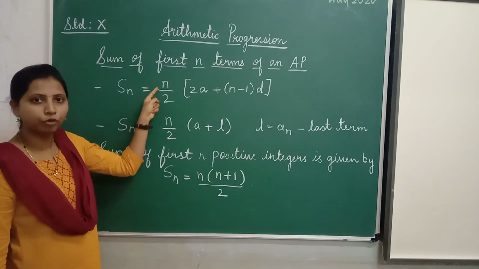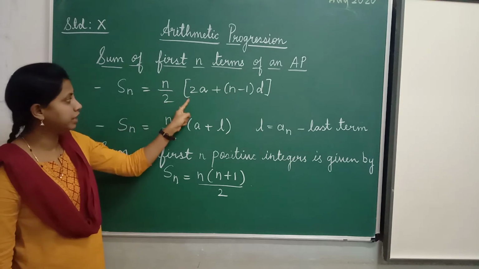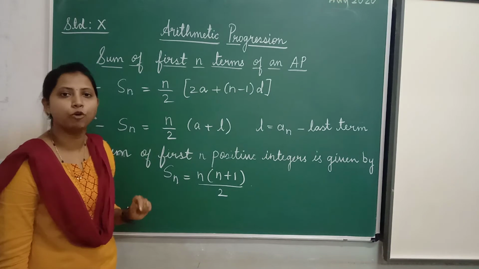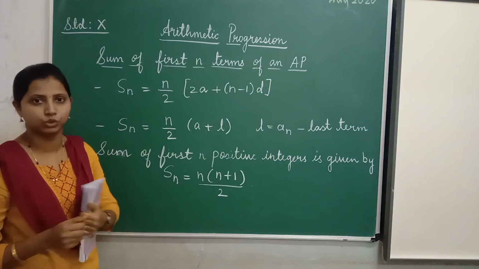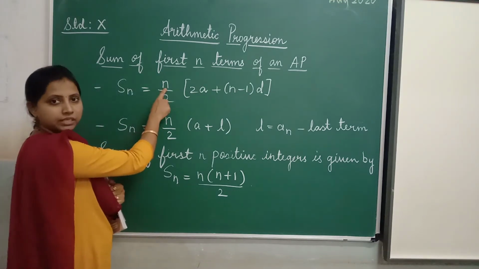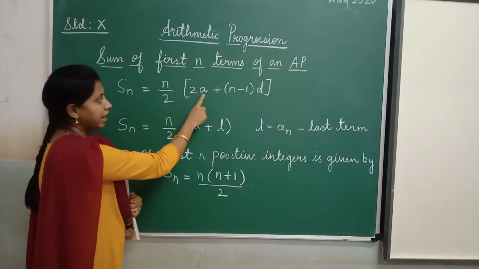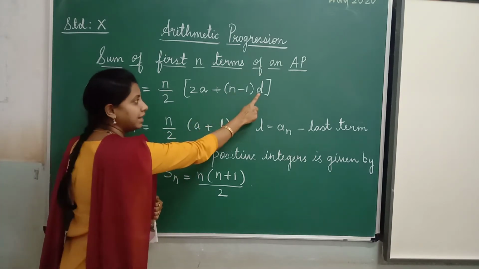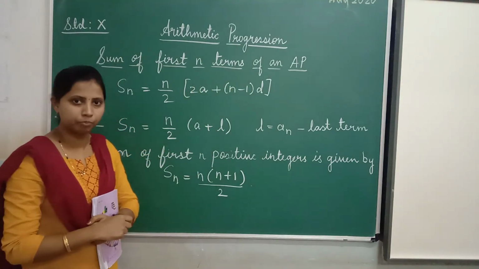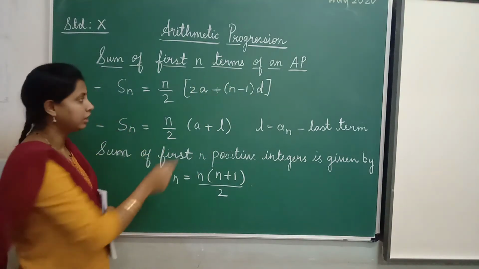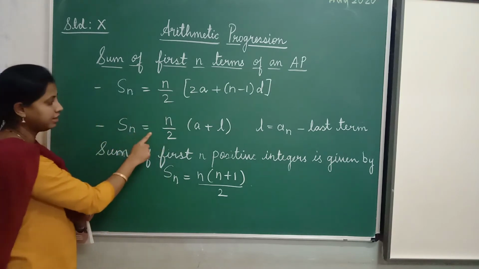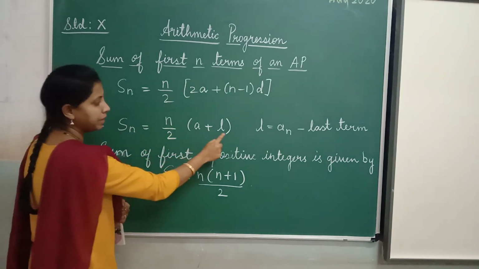You can use the formula n by 2 into 2a plus n minus 1 into d. This is the formula to find the sum of n terms of an AP, where n represents number of terms, a represents the first term, n again number of terms, and d represents difference. Yes, this is one formula. Now this same formula can also be rewritten as Sn is equals to n by 2 into a plus l.